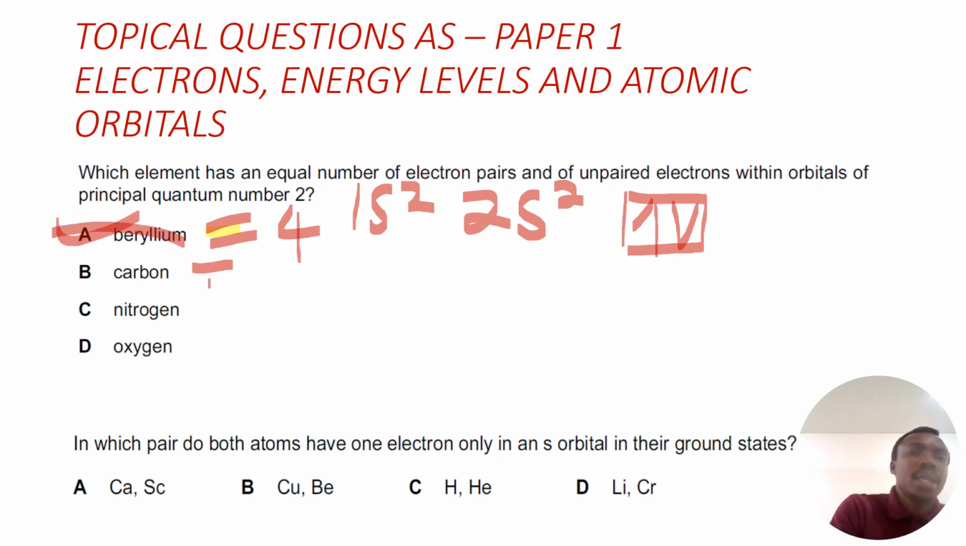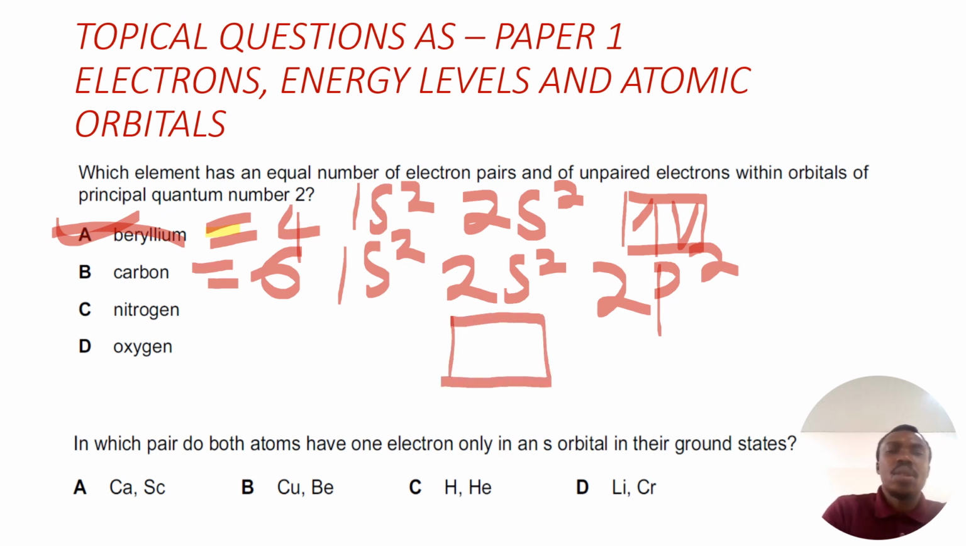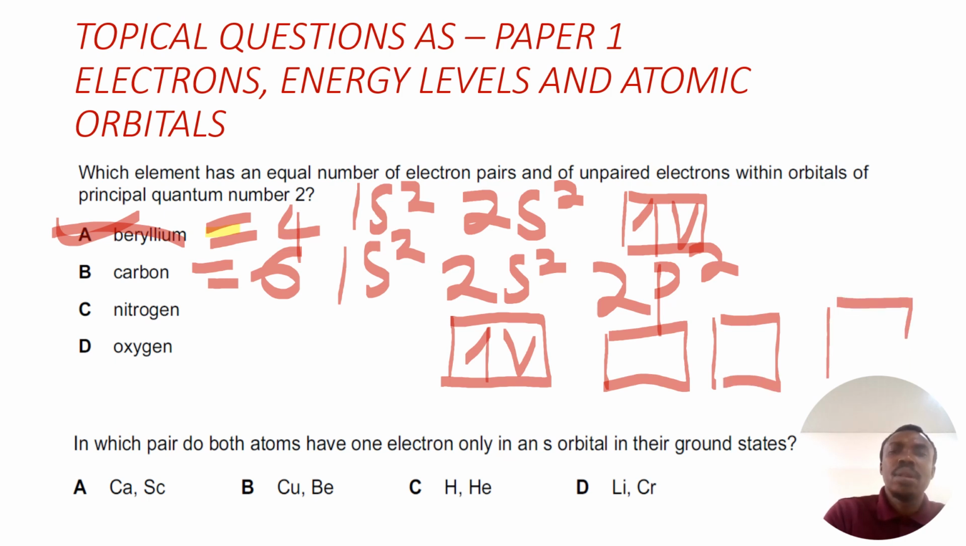Now let's go to B. The atomic number is 6, which is carbon, which is 1s2, 2s2, then 2p2. So on this principal quantum number 2, the s subshell has 2 electrons which are paired. Then on the p subshell, within the principal quantum number 2, we have 2 electrons that are unpaired. So the answer to this question is B. So the answer is B.